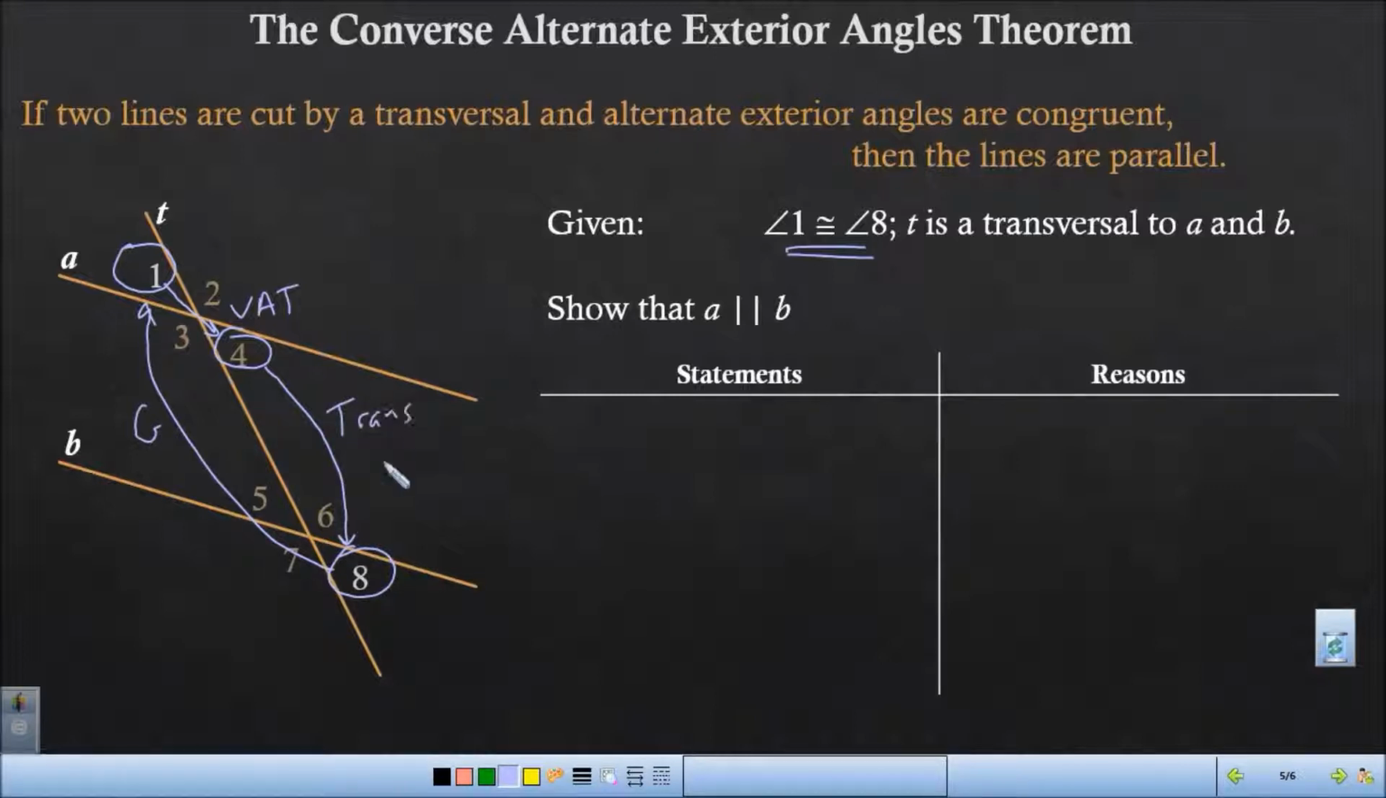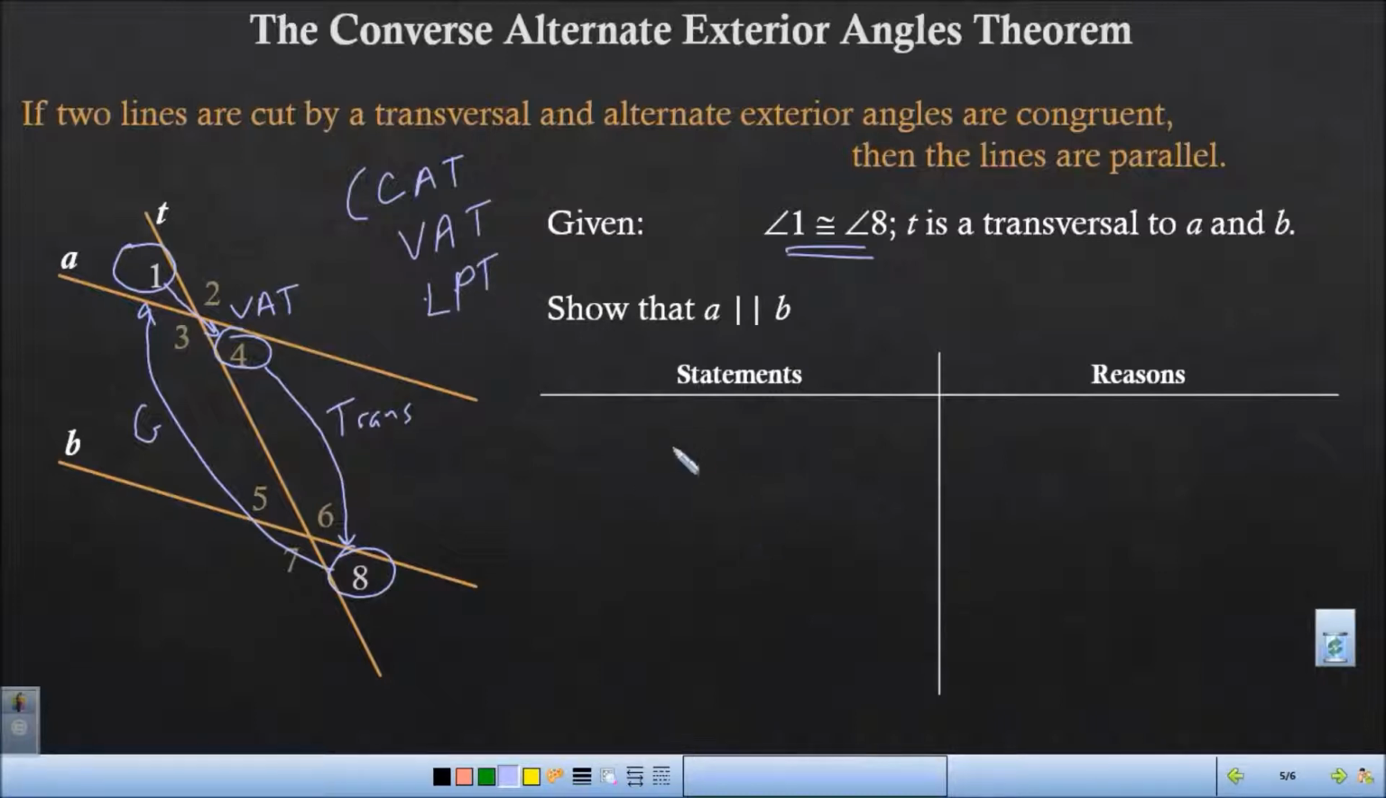And once we know that 4 and 8 are congruent, we know that the lines are parallel by the converse AEAT. Well, I'm sorry, no, the converse CAT. Right, again, we only have these tools available: CCAT, VAT, LPT.